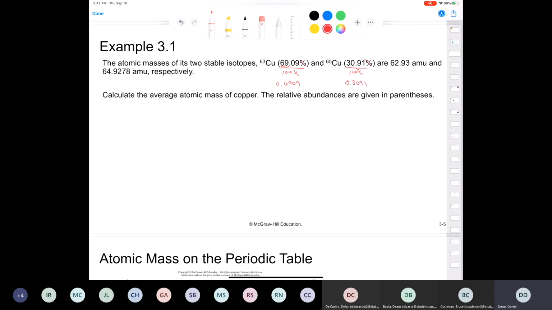And if I do the same thing with this one here, 100%, this cancels out, and I get 0.3091. What happens if you add these two numbers? You should get 1, right? You should get the number 1. So these represent the fraction of 1 that each one of these isotopes represents. Now let's give it the old college try.